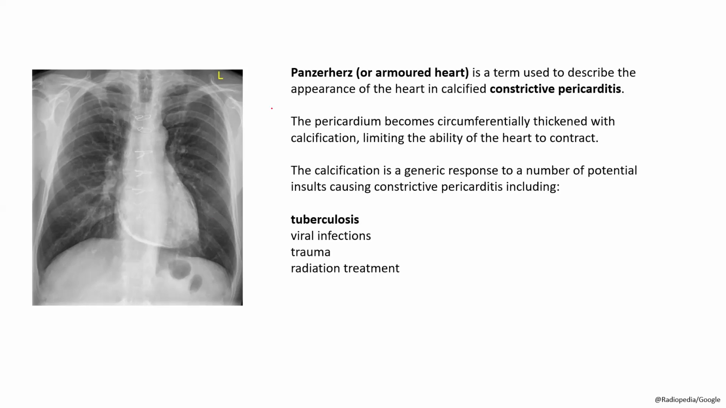So this is basically indicative of constrictive pericarditis, and this particular appearance is known as armored heart appearance, and it indicates calcification in the pericardium, which signifies calcified constrictive pericarditis. So basically, when there is chronic calcific pericarditis, it leads to calcification, and finally, it limits the ability of the heart to contract, and it decreases the capacity of the heart in diastole. And the most common cause in developing countries is tuberculosis. However, it can occur secondary to viral infection, trauma, and radiation treatment. So this is armored heart appearance.